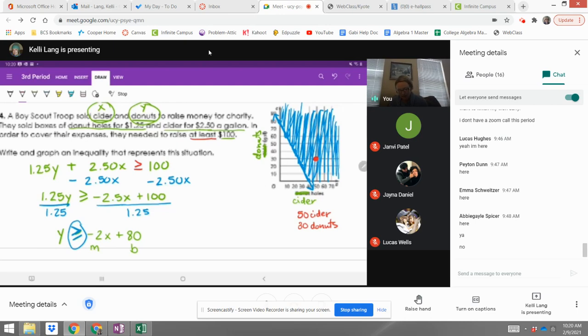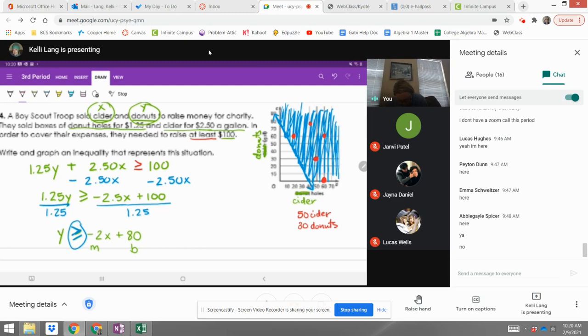If they sell 20 ciders and 60 donuts, they will make at least $100. If they sell 60 ciders and no donuts, 0 donuts, they will make more than $100. So any point over here represents the Boy Scouts making at least $100, so probably more.